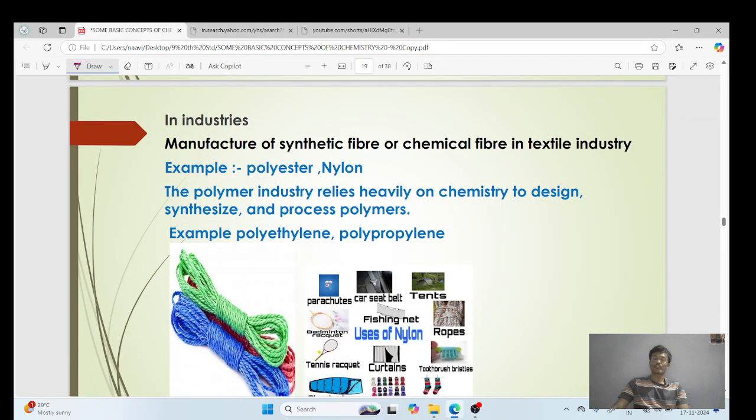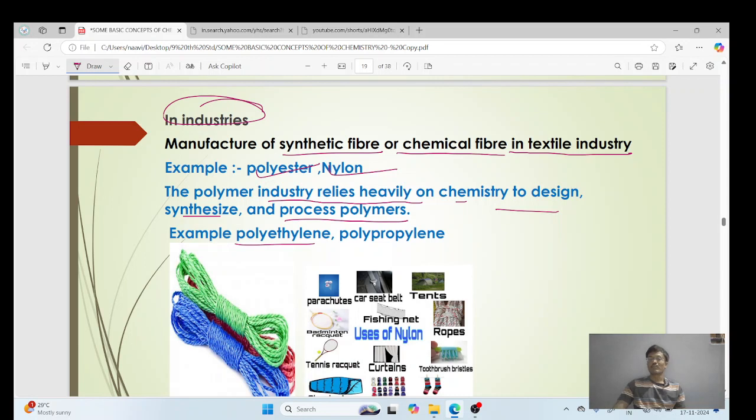Chemistry is also used in industry, in manufacturing synthetic fibers or chemical fibers in the textile industry. Examples are polyester and nylon. The polymer industry relies heavily on chemistry to design, synthesize and process polymers. Examples are polythene and polypropylene. These are the chemicals which we can use in the manufacture of synthetic fibers.